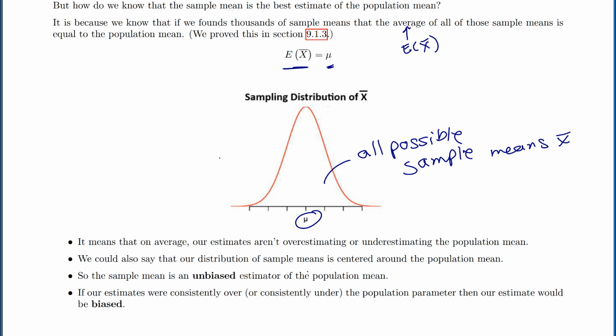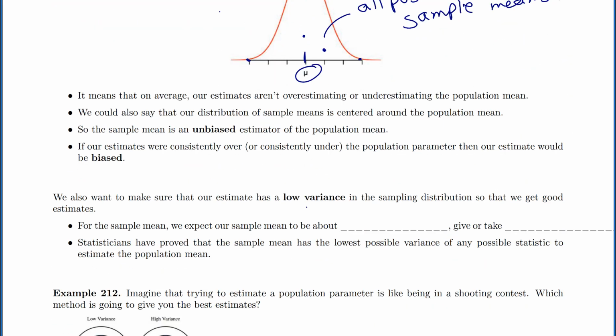Now, if our estimates had been consistently over or consistently under the population parameter, then we'd say that our estimate was biased, and we don't want something to be biased. So when I get all these sample means, I might get a sample mean that's equal to my population mean, like right here. But I might also get a sample mean over here that's a bit too high. I might even get one that's really, really too high, but I might also get one that's really low. And it's the fact that some are high, some are low, but they're all centered around the actual population mean that makes it unbiased.